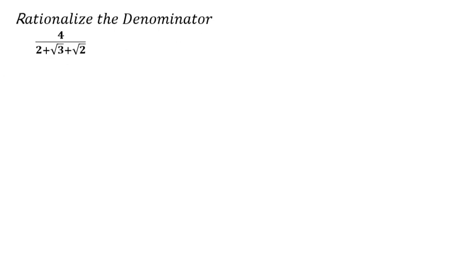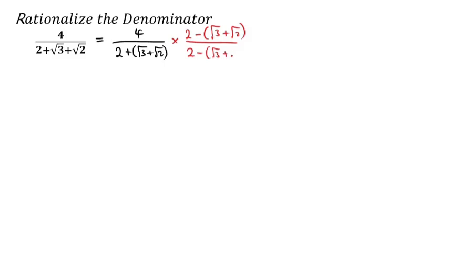So how can you rationalize the denominator for this expression? First of all, we're going to write it and regroup it like this. This is equal to 4 divided by 2 plus, open bracket, root 3 plus root 2. Now once I do that, the conjugate will be 2 minus, open bracket, root 3 plus root 2, divided by 2 minus root 3 plus root 2.